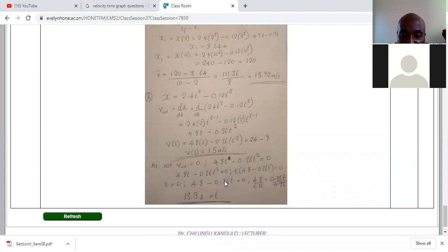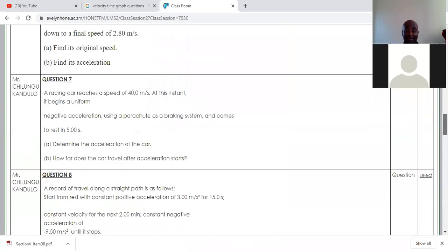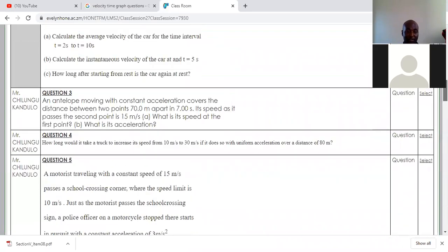So this crosses the equal sign: 4.8 equals 0.36t positive. Then you divide over 0.36, 0.36. So t is equal to 13.33 bar, so 13.33 bar seconds. So that's how you go about this one. Are there any questions, guys, on how to solve this one?